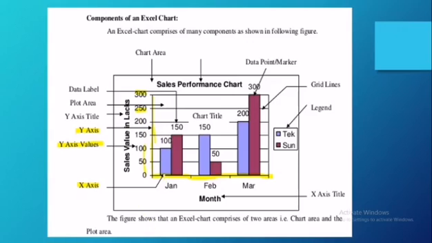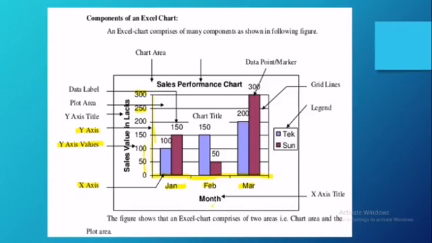In the same way, the names of the months which are written over here, January, February, March, these are known as x-axis values. X-axis is also known as category axis because we give categories over here, and y-axis is also known as value axis because we give values on y-axis.